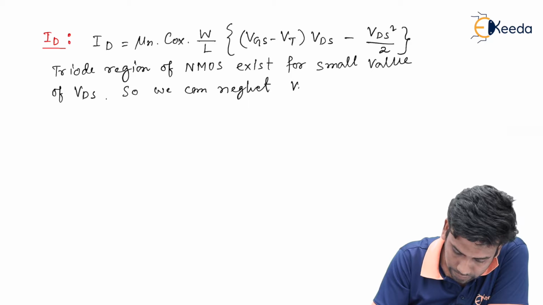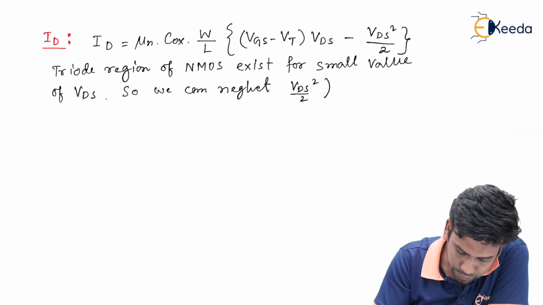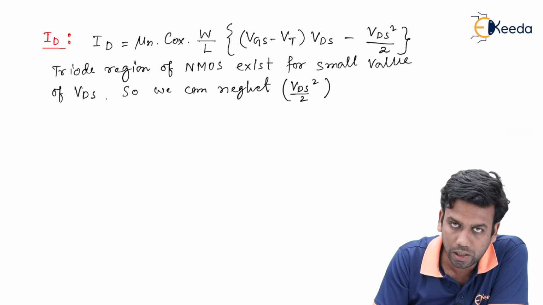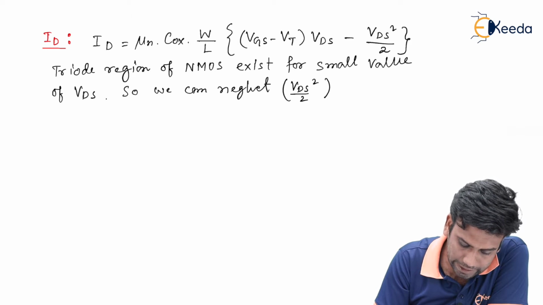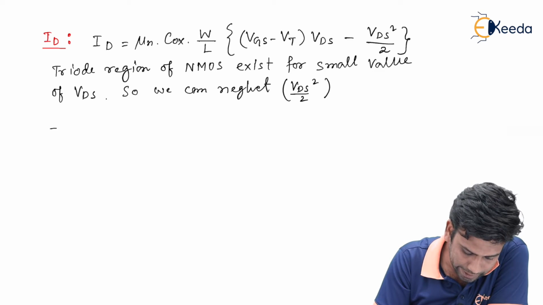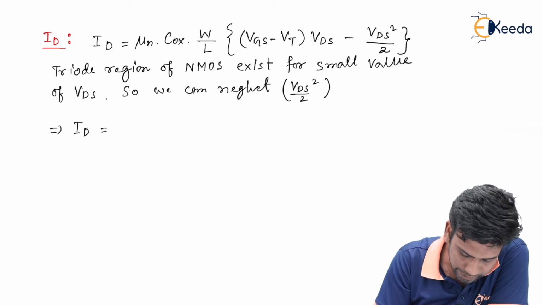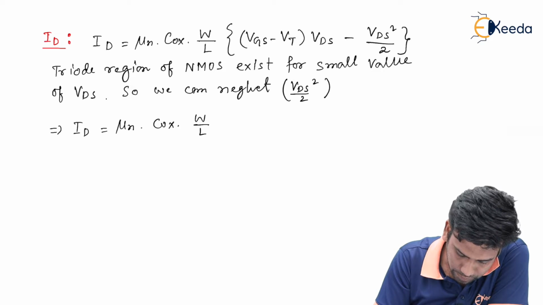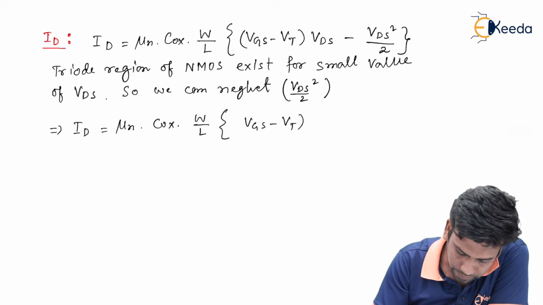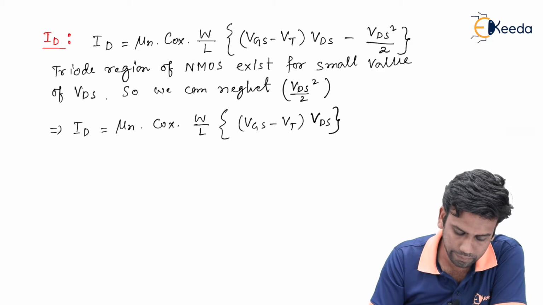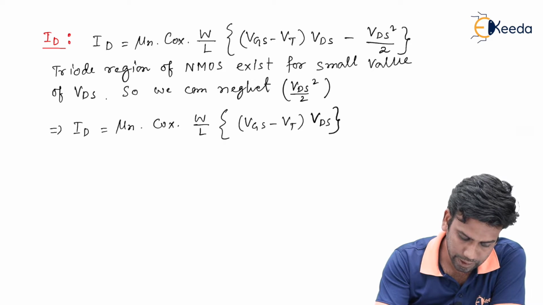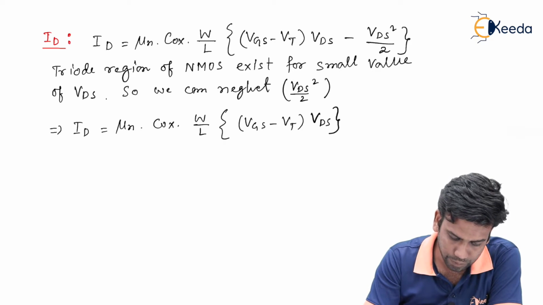the term VDS square divided by 2, because VDS is a very small value and VDS square will also be a very small value. So neglecting the term VDS square by 2, we can write the equation of ID in this manner: it will be equal to mu n into COX into W by L into VGS minus VT into VDS. So this will be the equation of ID in the triode region by neglecting the VDS square by 2 term.